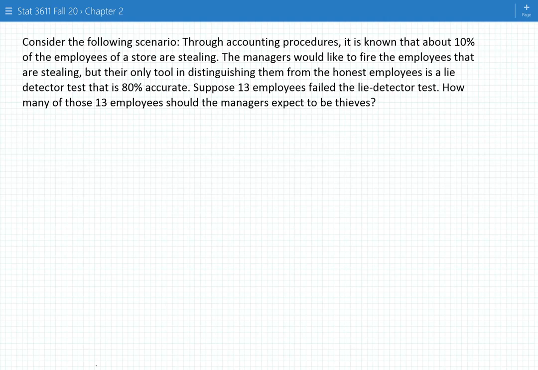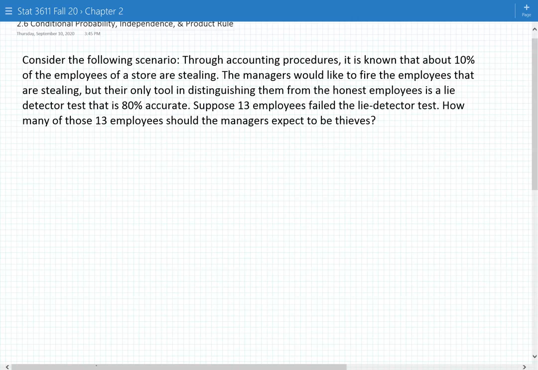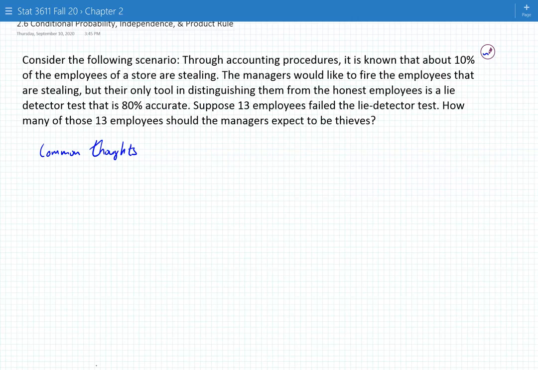Naturally, we don't expect all of them to be thieves, especially if the test is known to only be 80% accurate. So here are some common ways people will approach this. Some common initial thoughts: one of them is that the test is 80% accurate.